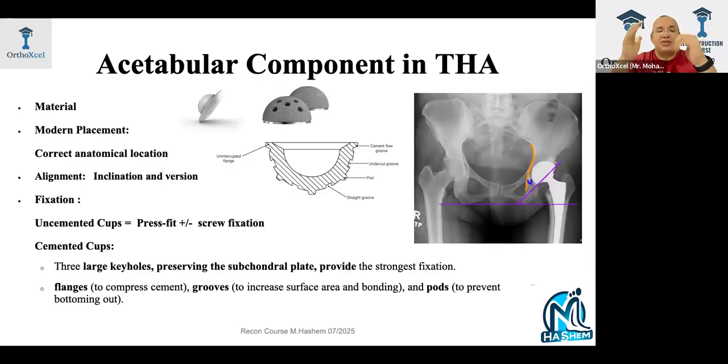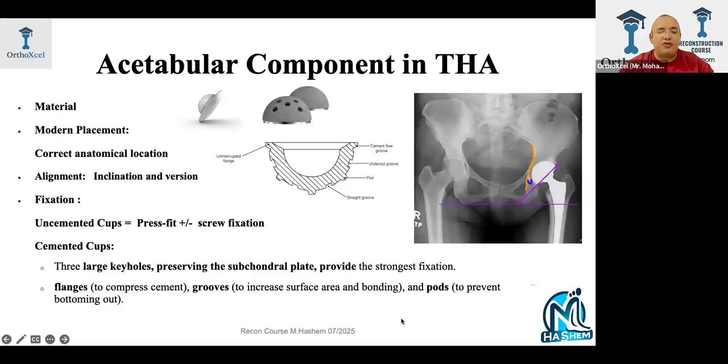So fixation is either cemented or cementless. Cementless depends on press fitting, so reaming to a smaller size than the actual cup. The cup goes inside the bone as a press fit, and it has a hydroxyapatite coating, and this coating allows bone ongrowth over the acetabular cup, so it maintains the cup in place.